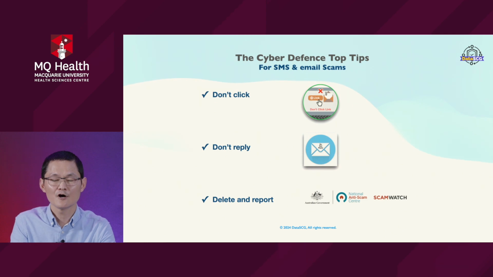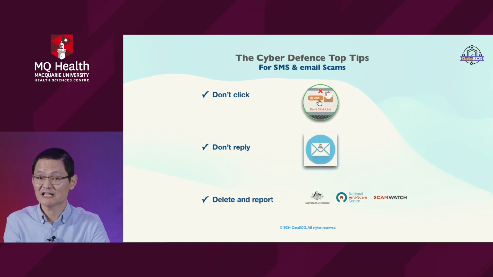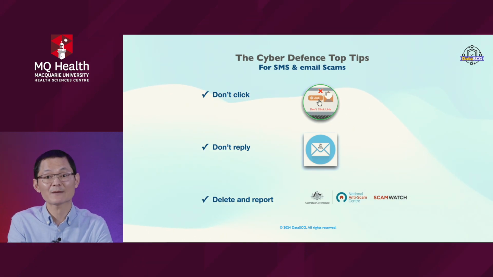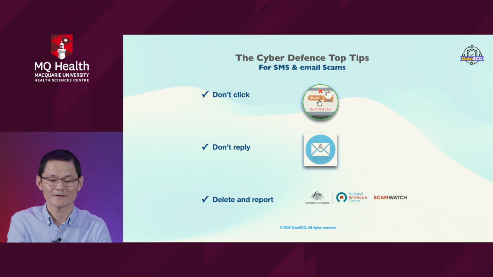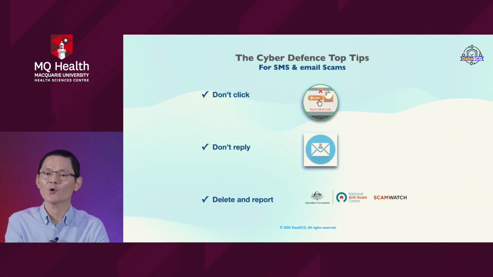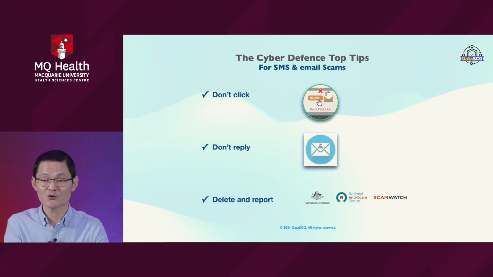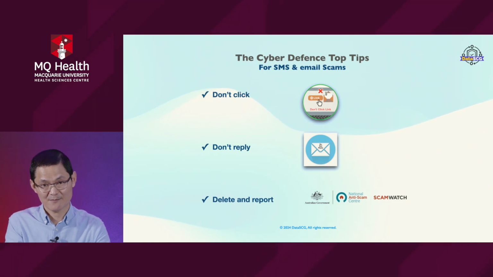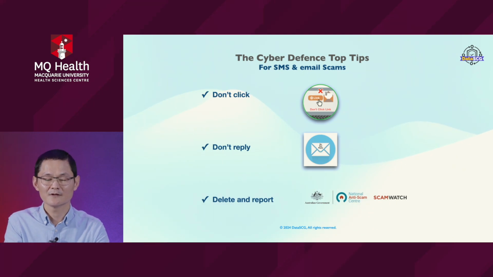For SMS, phone and email scams, there are 3 golden rules, also summarized as the 3 Ds. Don't click any links in SMS or email from people you don't know or cannot verify. Use alternative methods. Don't reply to such SMS or emails. Silence is golden here. Delete the SMS or email, and report it to the Cyber Scam Report Center.